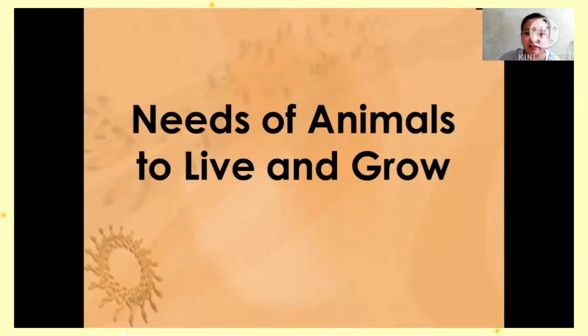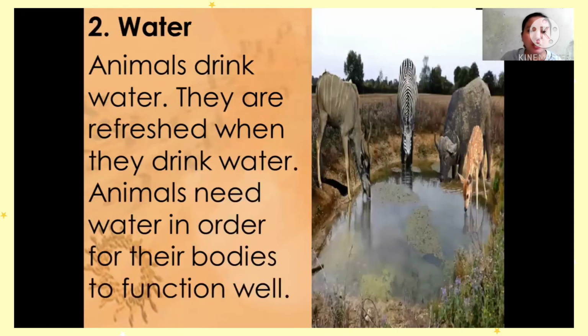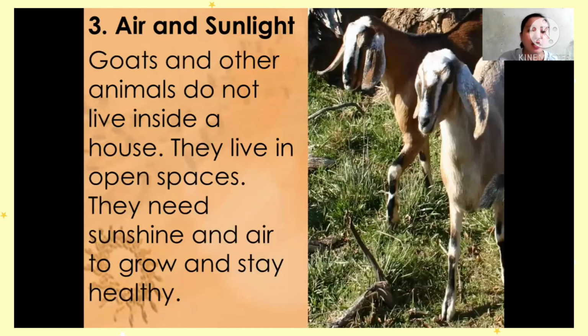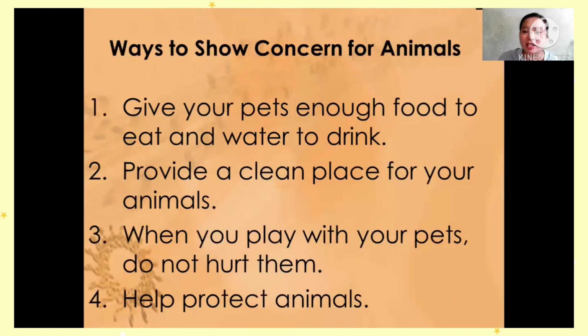So what are the needs of animals to live and grow? Of course, they need food, water, air, and sunlight. So, ways to show concern for animals: we need to give our pets enough food to eat and water to drink. Also, we need to provide a clean place for our animals. And when we are playing with our pets, we are not supposed to hurt them. And also, we need to help protect animals.